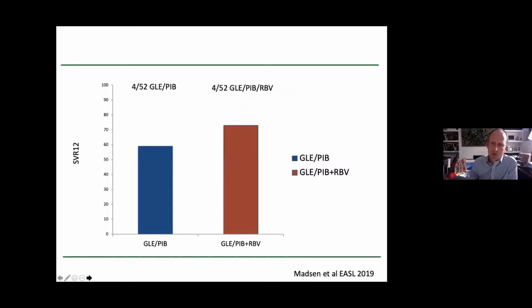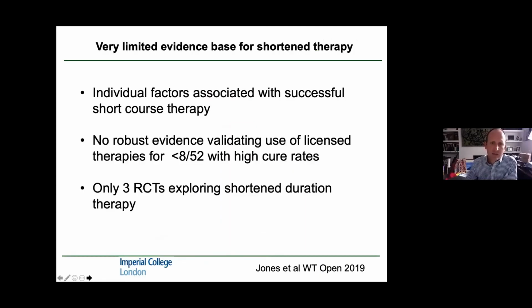And there's a small ongoing randomized trial from the same Danish group adding ribavirin to 4 weeks of gLPIB, which suggests a modest but potentially useful increase in SVR rates. And we'll wait to see the full data of that study. So there's very limited evidence base at the moment for shortened course therapy. We know that certain individual factors may be associated with successful outcome. But there are relatively few randomized controlled trials.